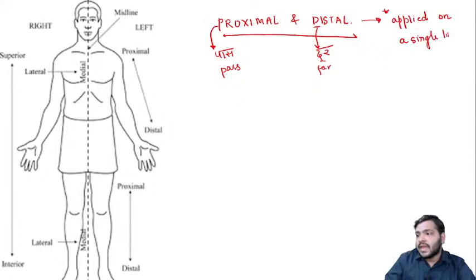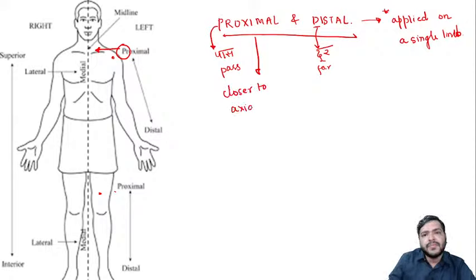Okay, I cannot take one point over here and one point on the upper limb and one point on the lower limb. It is not like that. Proximal and distal are only the anatomical terms which are applied on a single limb, and proximal basically means which is very much closer to the midline of the body. Okay, closer to the midline of the body, or I can say simply the axial body. So write down, it is closer to the axial body.